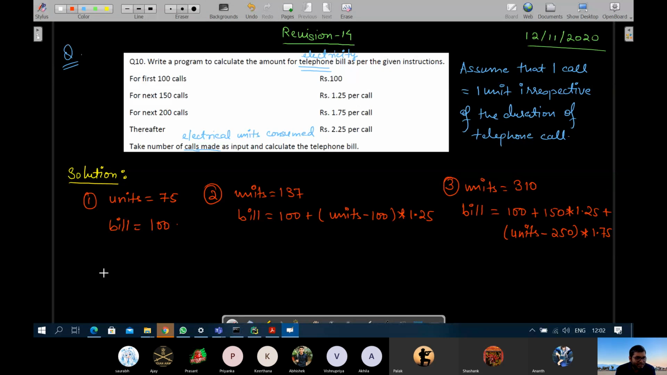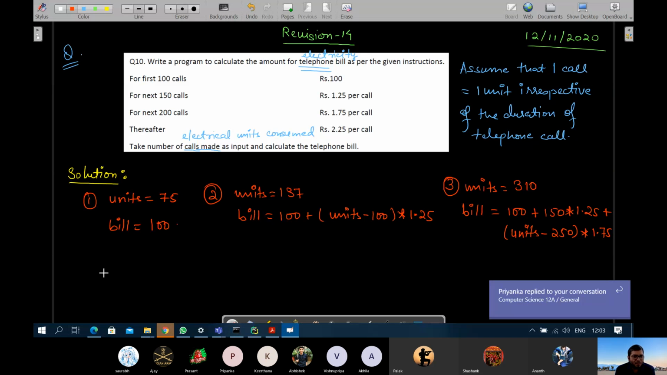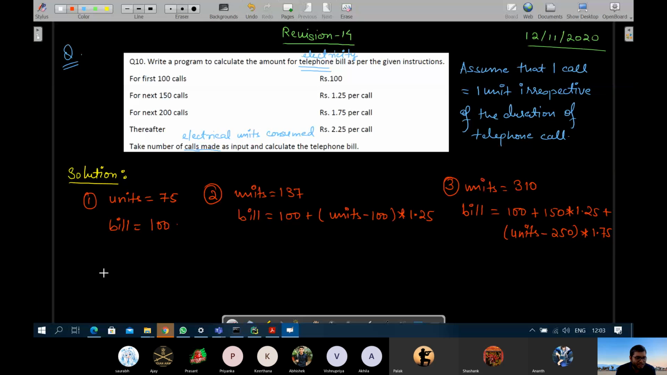Because you can see the number of units is more than 250. That means for the next 150 calls, up to call 250, you will be paying above 100 at the rate of 1.25. Then above that, for the next 60 calls, which you will get by units minus 250. Why did we write minus 250 after units? Because for 100 plus 150 you have already calculated the charges. This is for 100 calls and this is for the next 150 calls. So for 250 calls you have already found the charges. Above 250, you will be paying at 1.75, and that extra additional units will be equal to units minus 250.